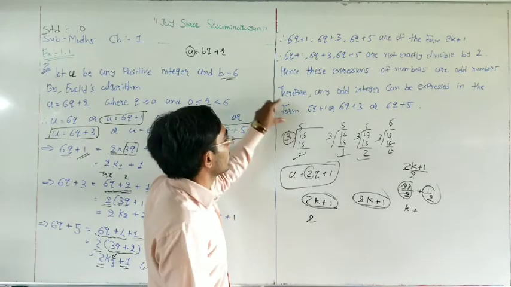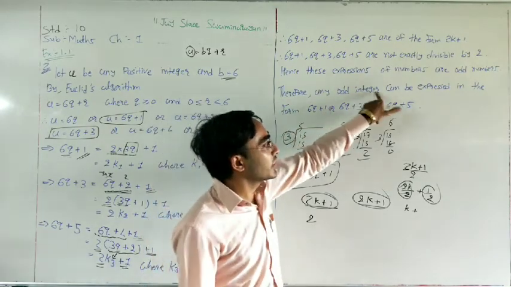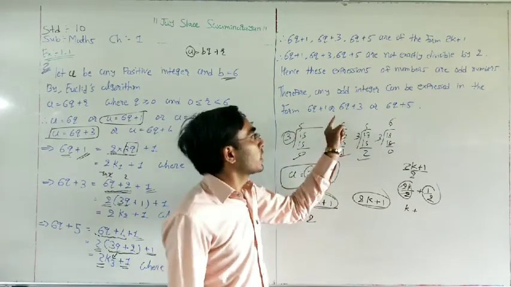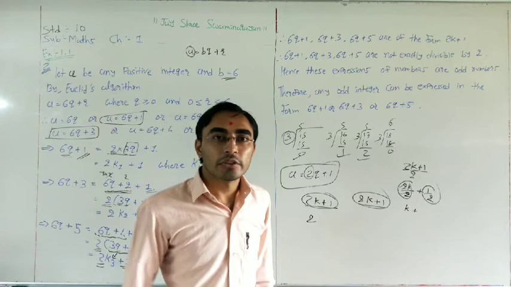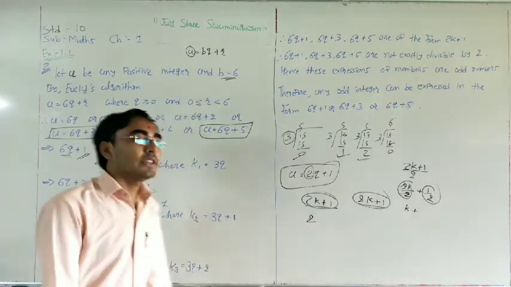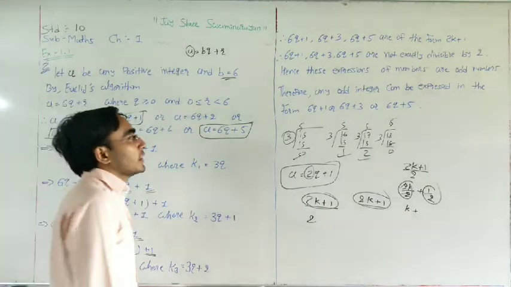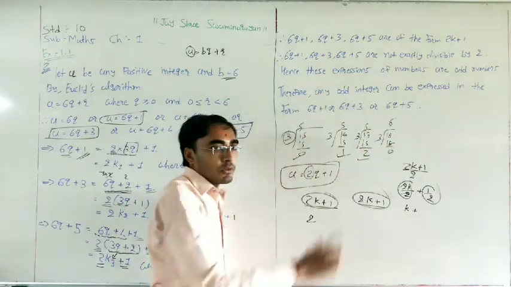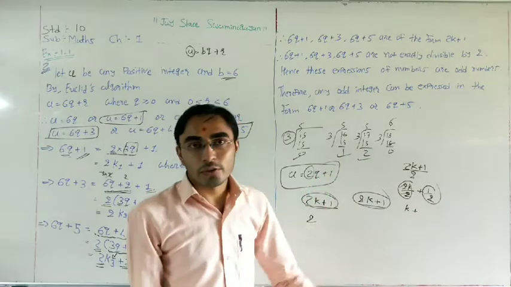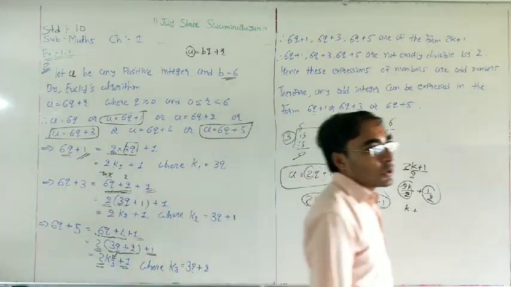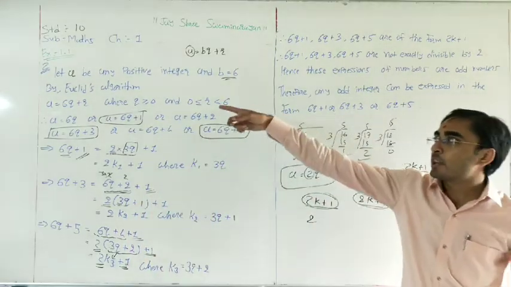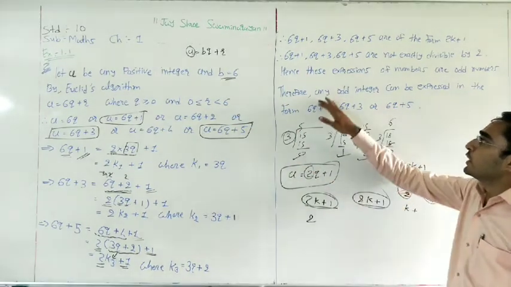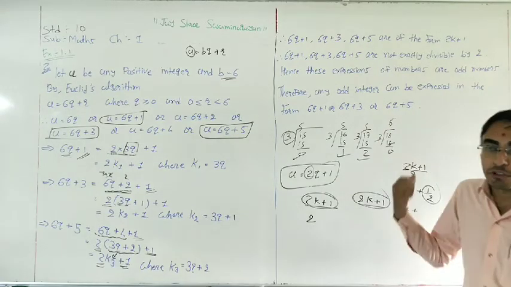So at last we need to write this line. Therefore, any odd integer can be expressed in the form of 6q plus 1, 6q plus 3, 6q plus 5. Because initially we assumed that a is any positive integer. So that's why any odd integer can be expressed in this form.